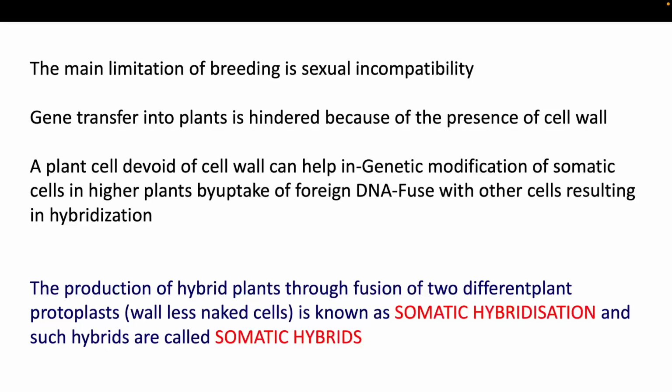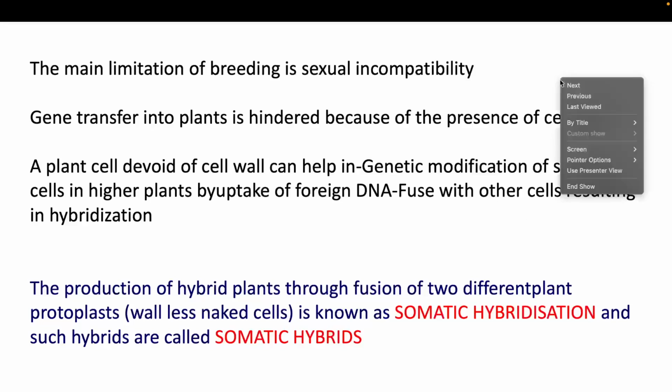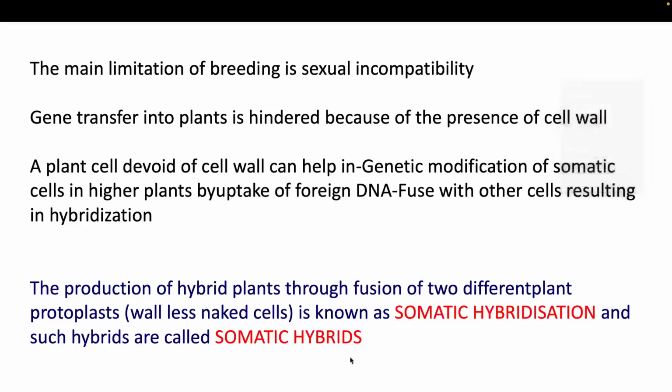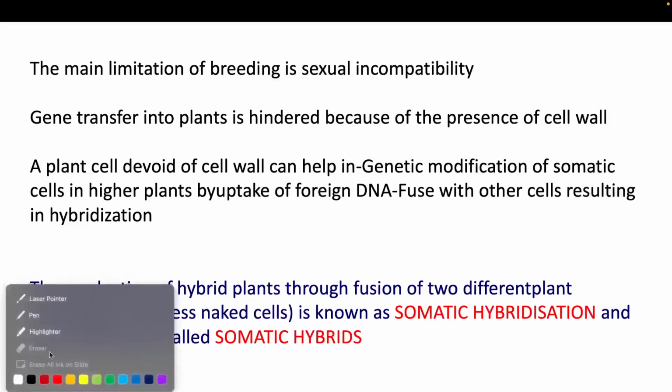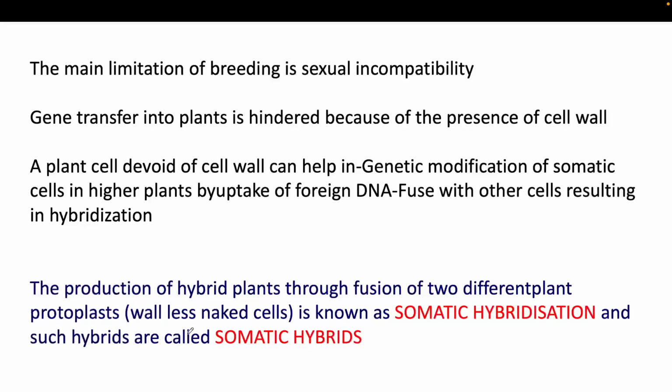The breeding is sexual, there is sexual incompatibility in plants. So that's why we can't breed one plant with another plant through the natural process. But through plant tissue culture we can do that also. So that is the advantage of using plant tissue culture. And in this process, protoplast fusion is one of the most important mechanisms. Through that we can grow a variety of multiple plants.